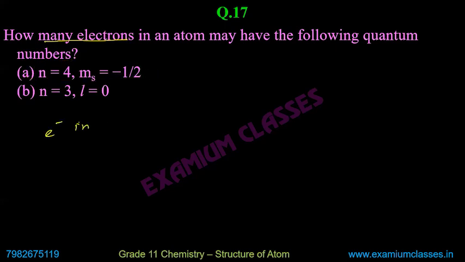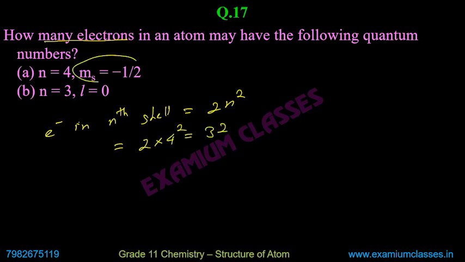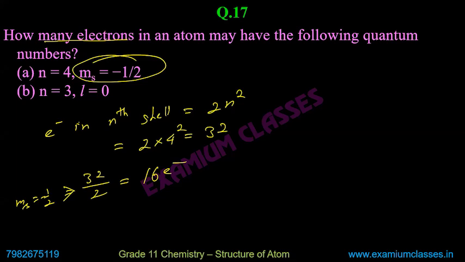Electrons in the nth shell will be 2n square. The total will be 2 into 4 square, that is 32. But with spin minus half, it will be half of it: 16 electrons. Next, n equals to 3, L equals to 0. How many electrons will be there?